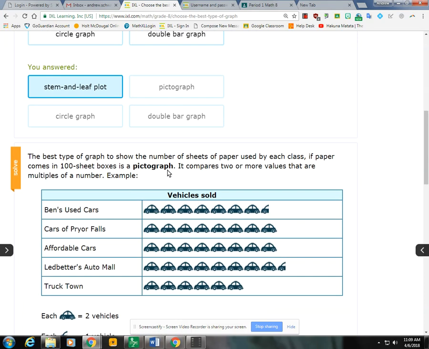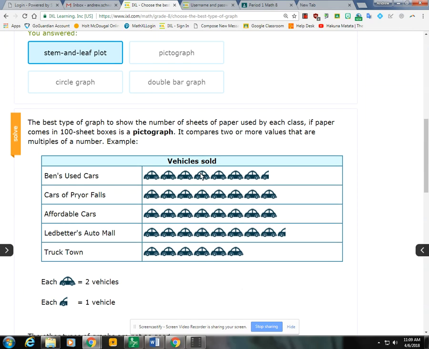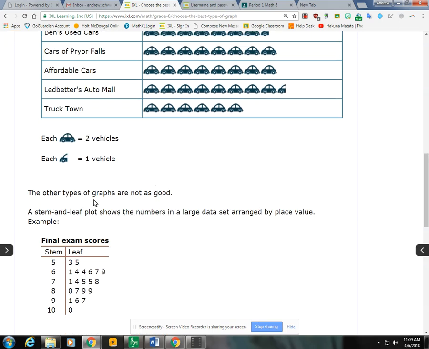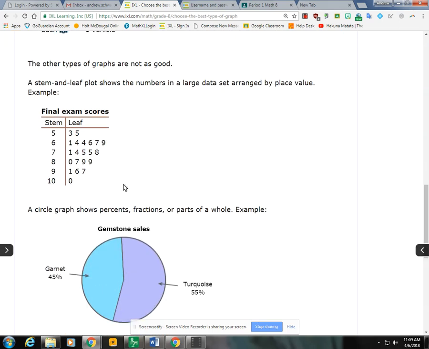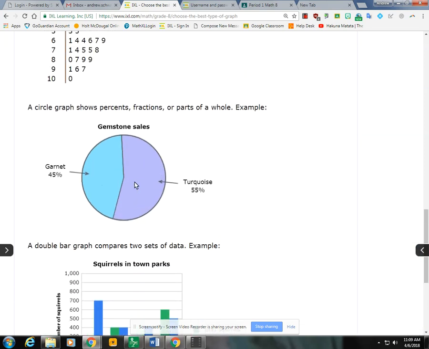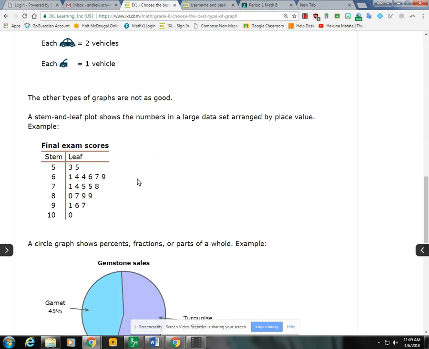They say the best type of graph to show the number of sheets of paper used by each class if the paper comes in 100 sheet boxes is pictograph. It compares two or more values that are multiples of a number. For example, each two vehicles, each one vehicle. All right, I would do a bar graph. Okay, a stem and leaf.